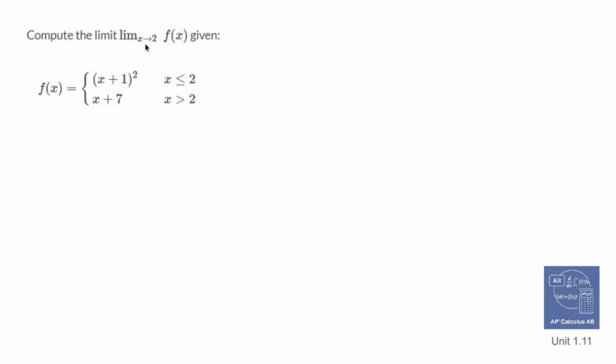Compute the limit as x approaches 2 of f of x, and we're given this piecewise function. f of x is the quantity x plus 1 squared for everything less than or equal to 2, and f of x is x plus 7 for everything bigger than 2. Since magic happens at 2, we need to make sure that the left-handed limit and the right-handed limit approach the same exact number, whatever that number is. If they do, then the limit exists at that number. If that doesn't happen, and they approach different numbers, then the limit does not exist. So what we need to do is plug in 2 for both of these.